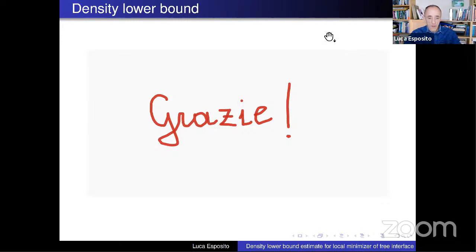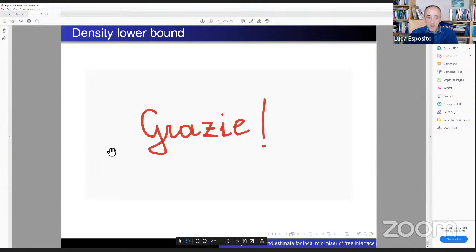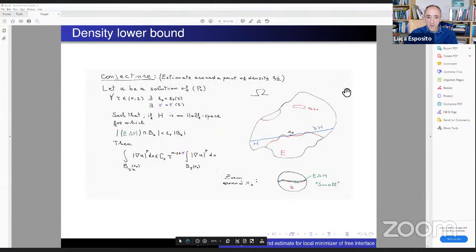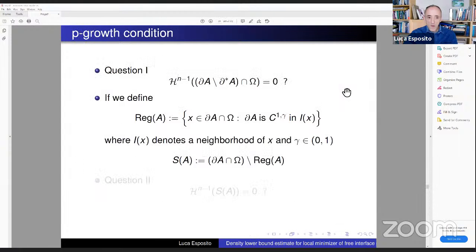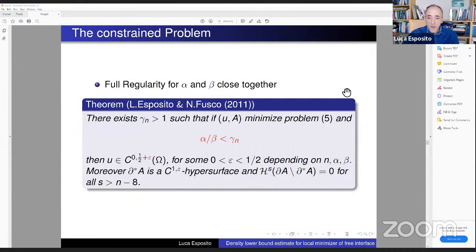So in the meantime, Luca, on your result with Nicola Fusco in 2011, can you comment something on the optimality of the epsilon that was there? Okay, this result you mean? Yes. Sorry, I don't understand the question. Can you repeat? The optimality of epsilon. The optimal epsilon.